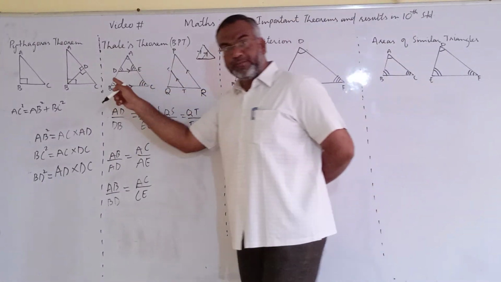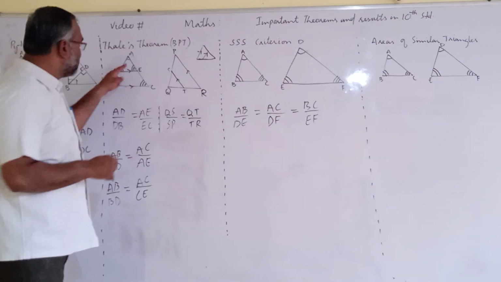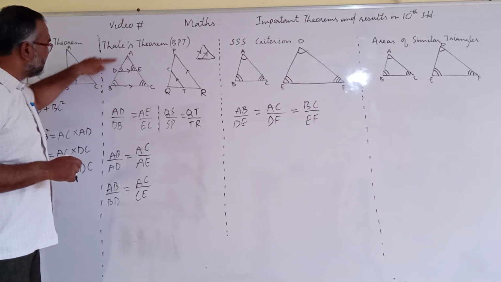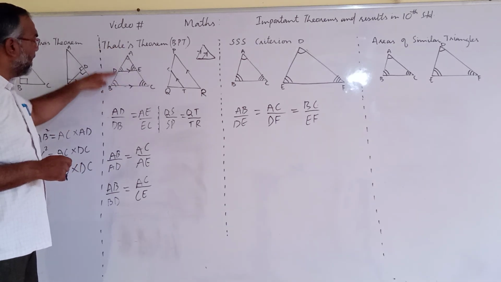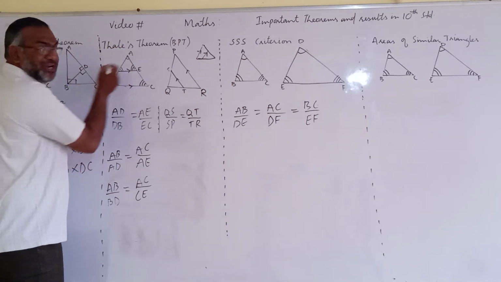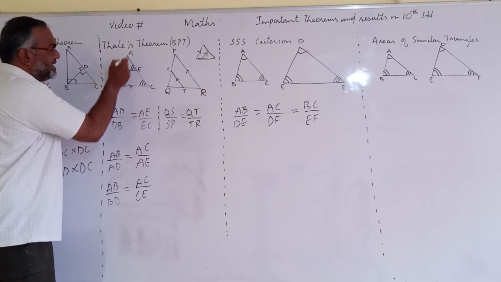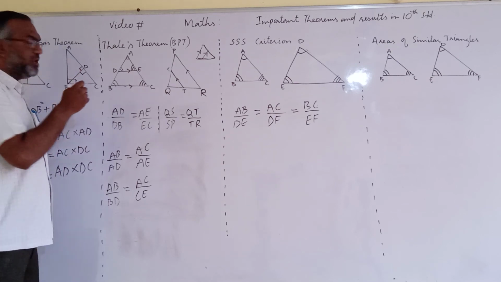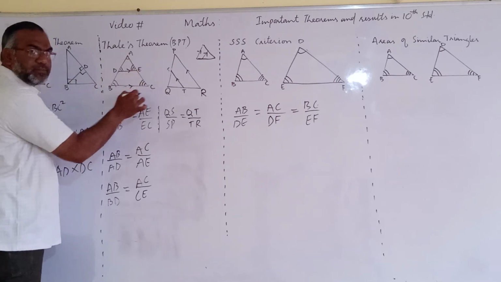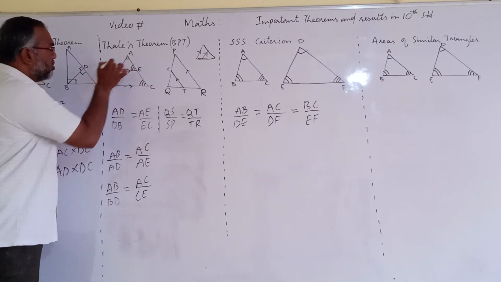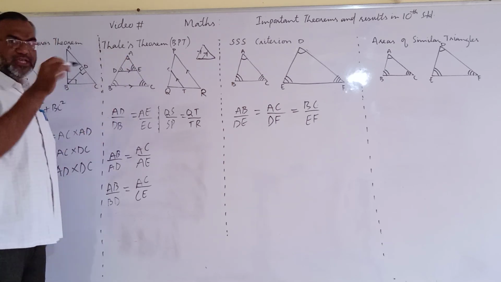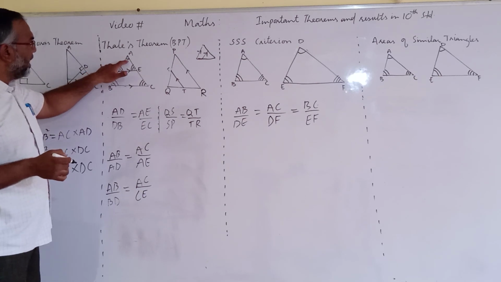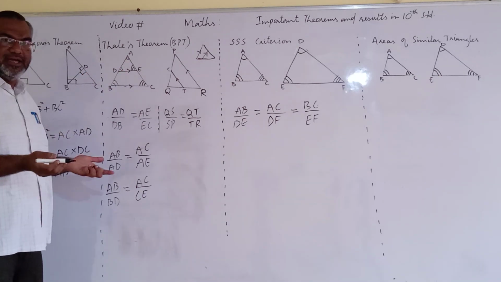Now come to this one. Here also we have two triangles: triangle ABC, the big one, and because of this line, a new triangle is formed, ADE. In these two triangles, angle A is present in the big triangle as well as in the small triangle. So A is common angle, so A is equal to A. A of the big triangle is equal to A of the small triangle because it's the same angle.